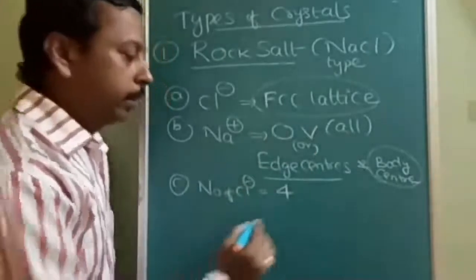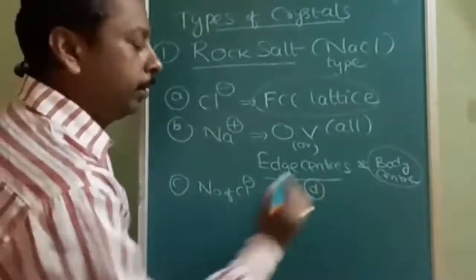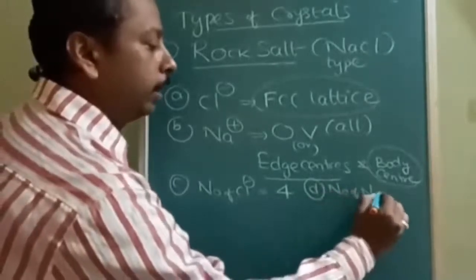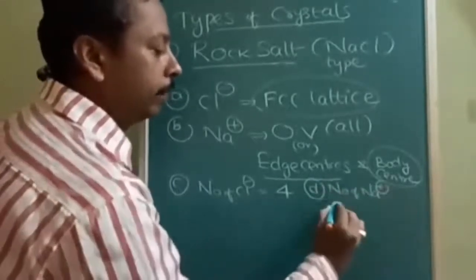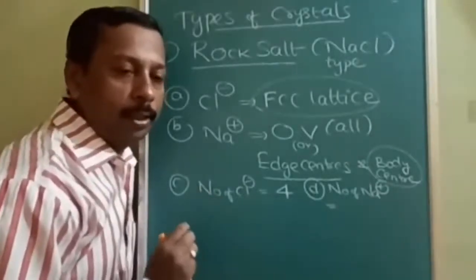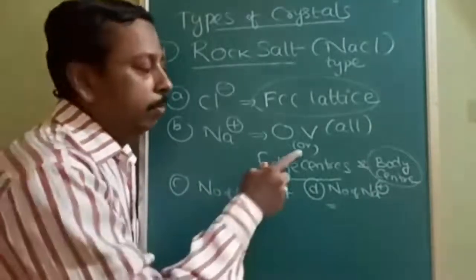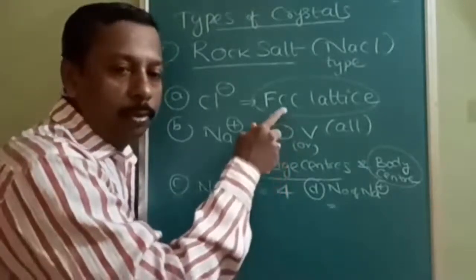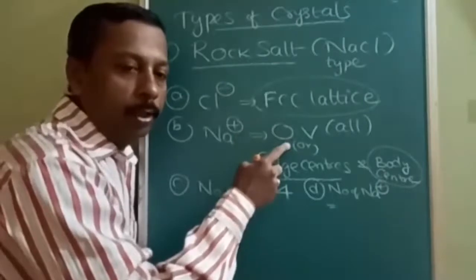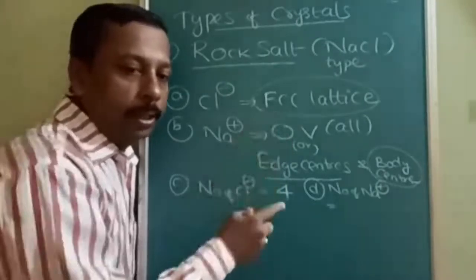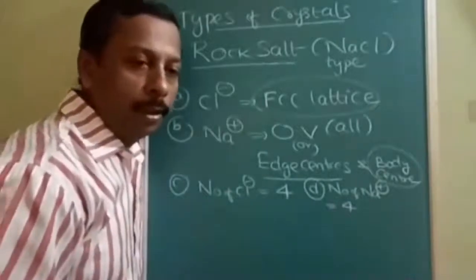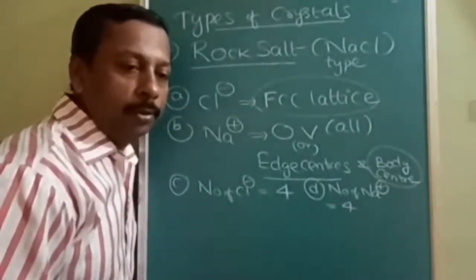Next, point D will be the number of Na plus. You can derive the number of Na plus in two methods. The first and simplest method is that the number of octahedral voids is equal to the number of FCC lattice points. Therefore, the octahedral voids will be 4. This is one way of remembering and solving.